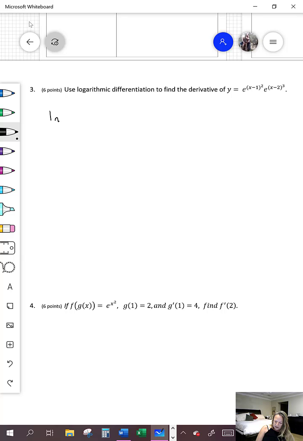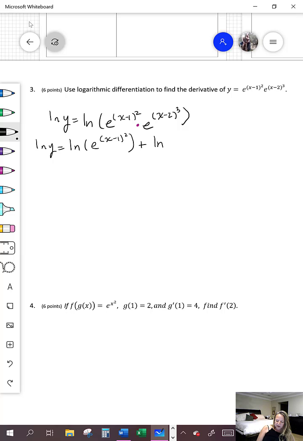And the natural log of y is equal to the natural log of e all raised to the x minus 1 quantity squared all times e all raised to the x minus 2 quantity cubed. So let's use properties of logs. When we have multiplication in between of what we're taking the natural log of, we can break that up as the natural log of the first function, e all raised to the x minus 1 quantity squared, plus the natural log of the second function, which is e all raised to the x minus 2 quantity cubed.